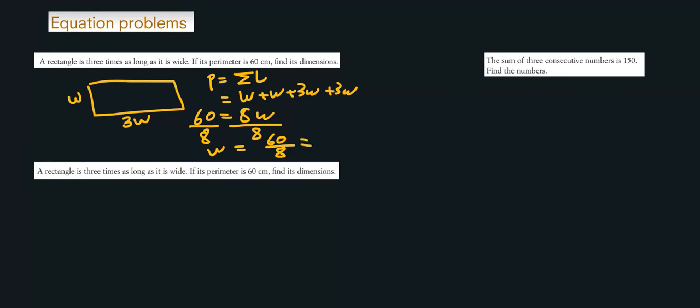If you don't know how to simplify that fraction, they're both even numbers. So we can halve to get 30 over 4, still even. 15 over 2. 15 divided by 2 is 7.5. Now let's check.